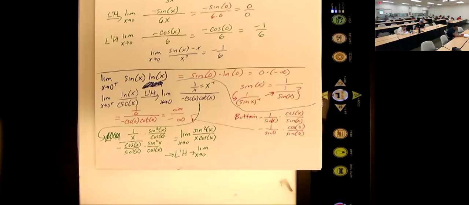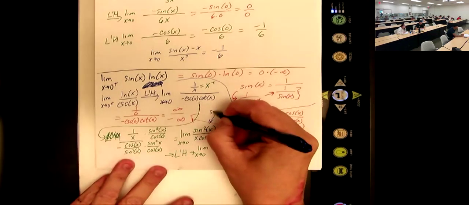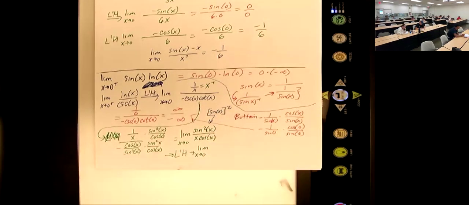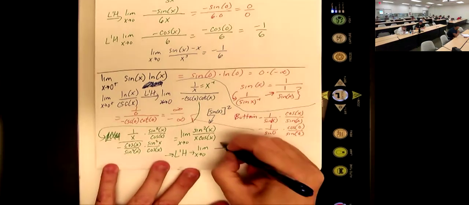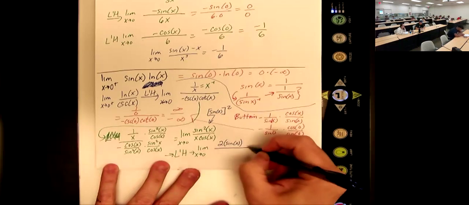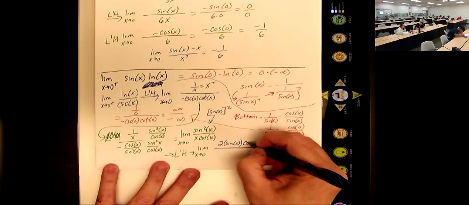To do this, you gotta remember that the top is sine x squared. That's what sine squared x means. So we got a chain rule. On the top, we bring the power down and leave that alone. And then we take the derivative of the inside, which is cosine x.